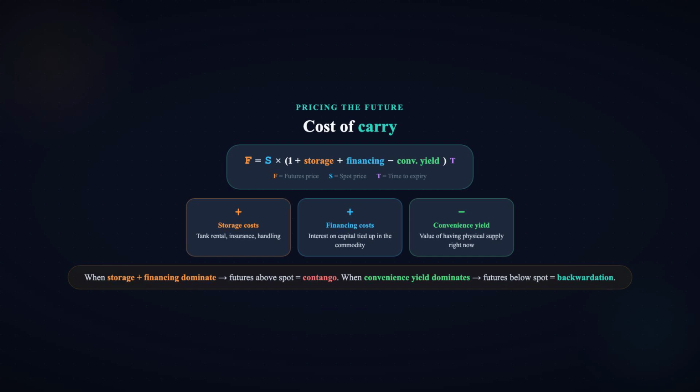When storage and financing dominate, futures trade above spot. That is contango. When the convenience yield is high because supply is tight right now, futures trade below spot. That is backwardation.